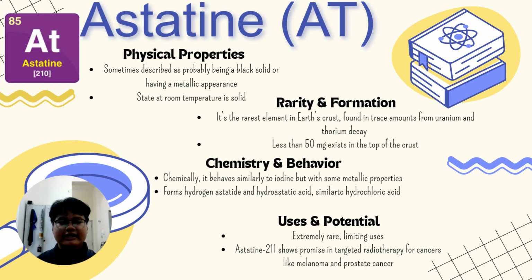Secondly, rarity and formation. Astatine is the rarest element in Earth's crust, found in trace amounts from uranium and thorium decay. Less than 50 milligrams is in the top of the crust. Thirdly, chemistry and behavior. Chemically, it behaves similarly to iodine, but with some metallic properties. It forms hydrogen astatide and hydroastatic acid, similar to hydrochloric acid.